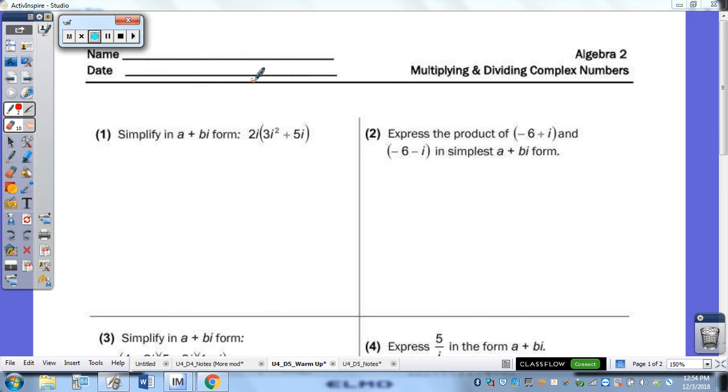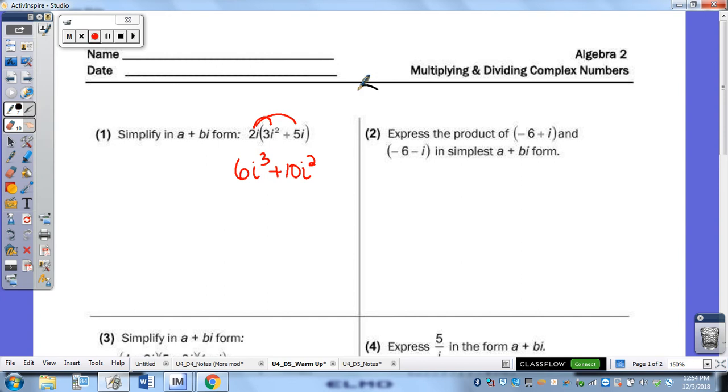So we're just going to go through a quick little review on your warm-up. So I'm going to go over my answers here. We're going to start with distributing this to i. So we get 6i cubed plus 10i squared.